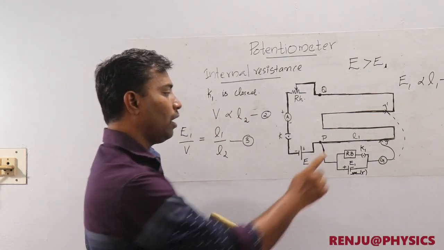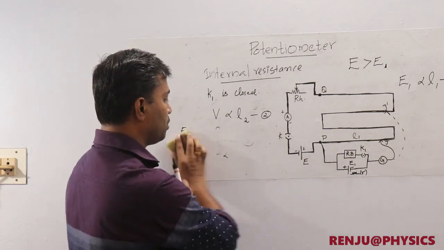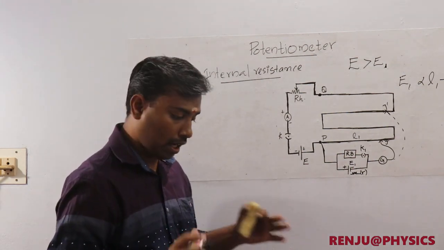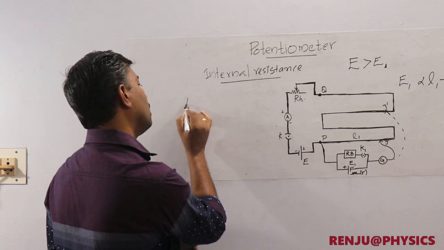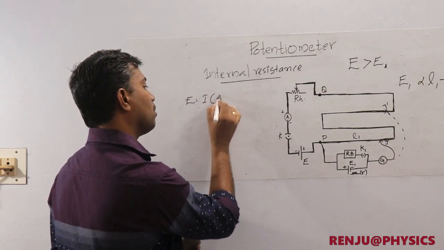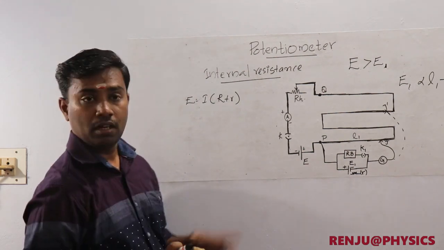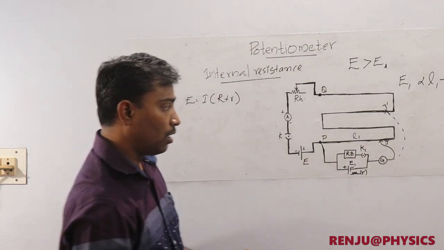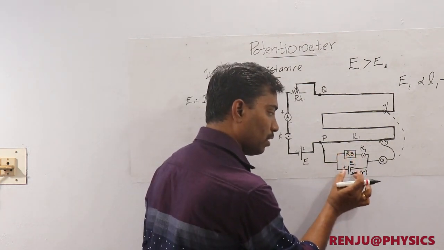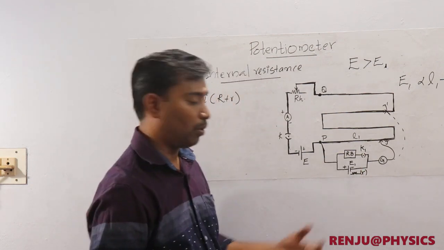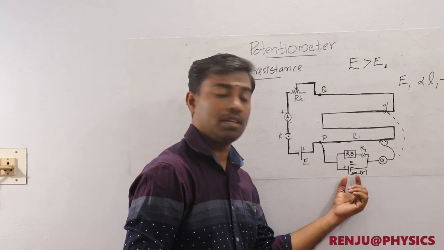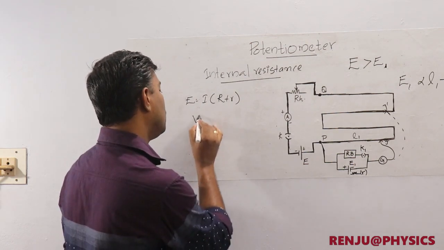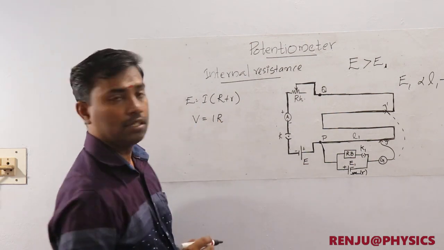But when the switch is closed, a current is passed through it. So we can write the potential in this part as E is equal to I into R plus r. And we know that the potential across the resistance is equal to the terminal potential, according to Ohm's law, when we connect the key K1. So we can write V is equal to I into R.